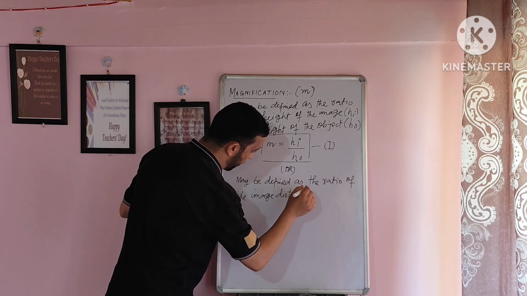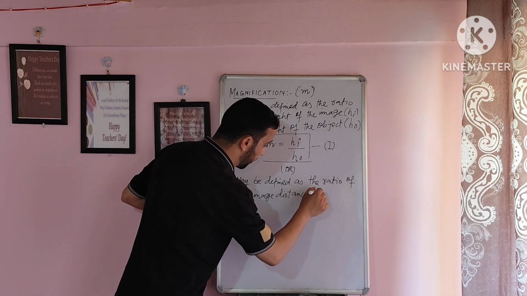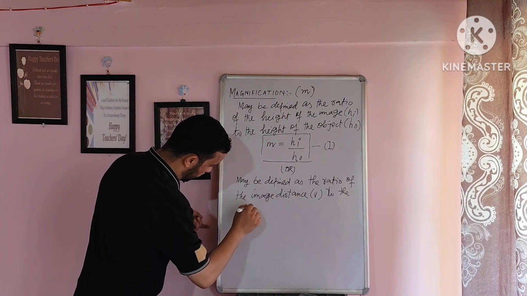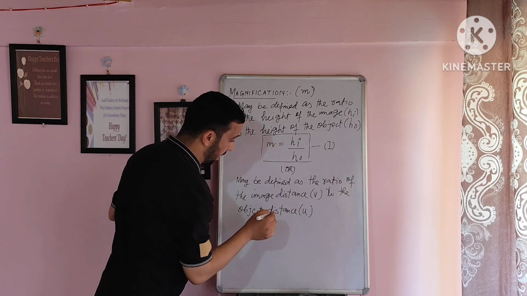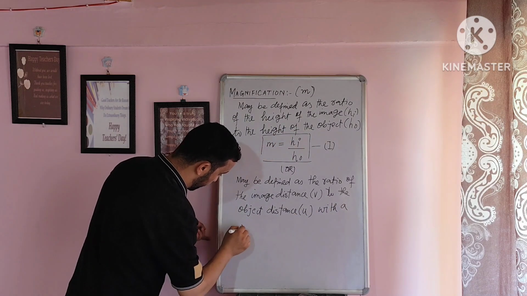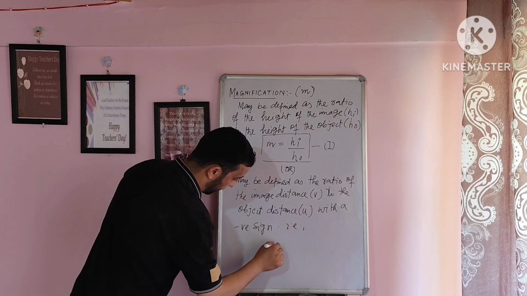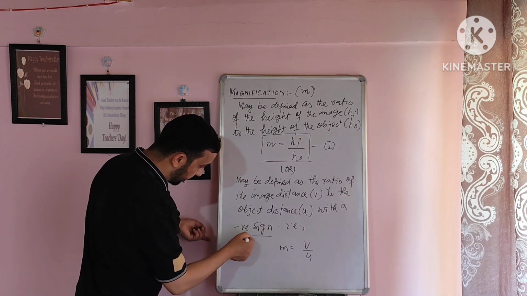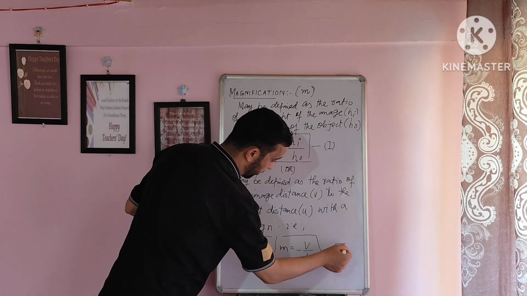And you know now what image distance is, and it is represented by V. The object distance, you know, is now represented by U with a negative sign. That is, M equals V upon U, but I have written here a negative sign. You have to incorporate the negative sign. This is equation number 2.